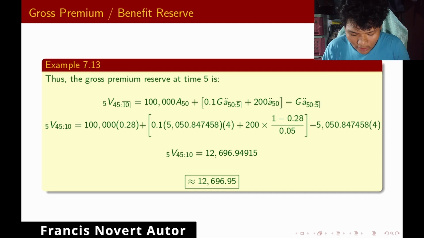So we will have 100,000 times A50, which is 0.28, plus 0.1 times G, which is 5,050.847458, times a double dot 50 angle 5, which is 4, plus 200 times a double dot 50, which is just 1 minus 0.28 all over 0.05, minus G, which is 5,050.847458, times a double dot 50 angle 5, which is 4, and we will have approximately 12,696.94915, or 12,696.95.